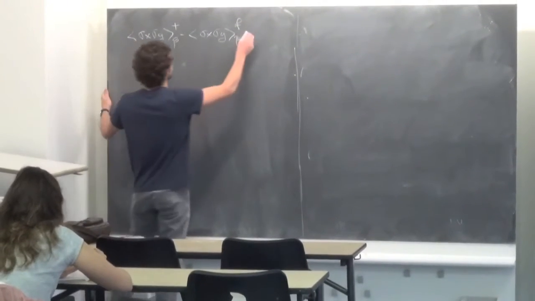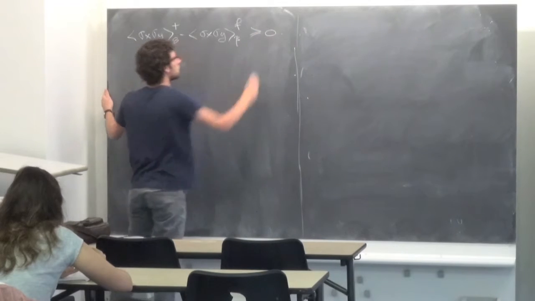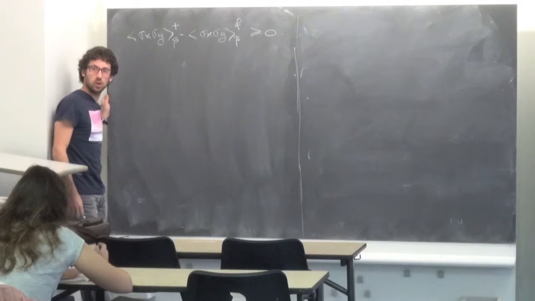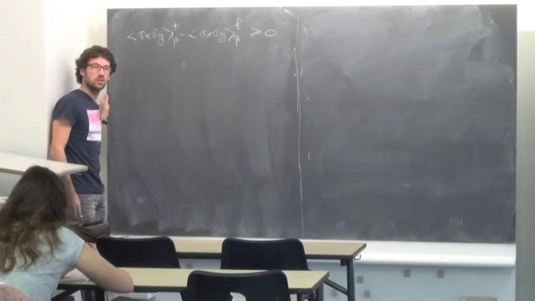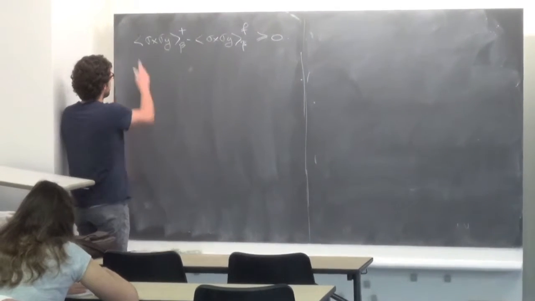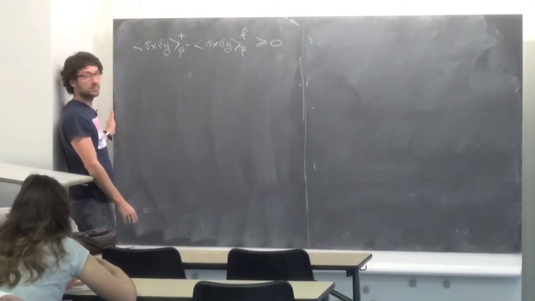Of course you always have this: the plus state is always larger than the free state. You see it, for instance, from the random cluster model. The probability that x is connected to y for wired boundary condition is larger than for free. But I'm interested in the other inequality.